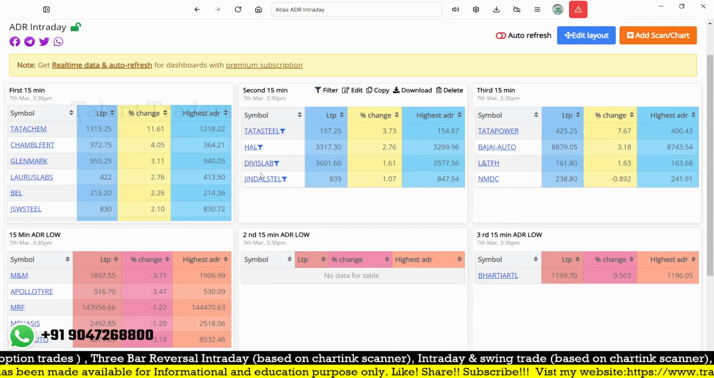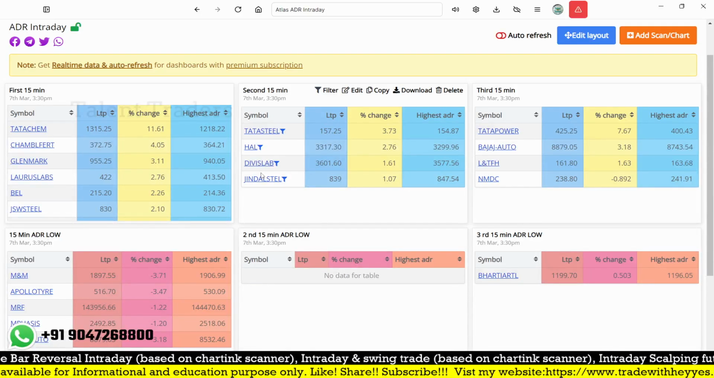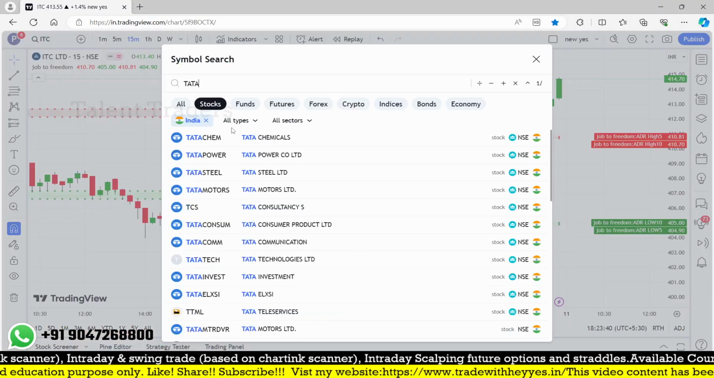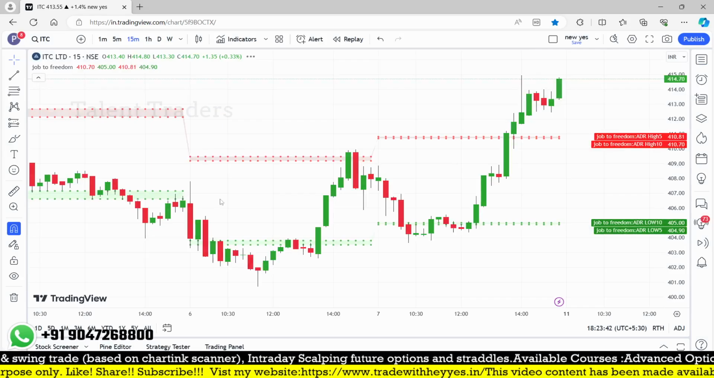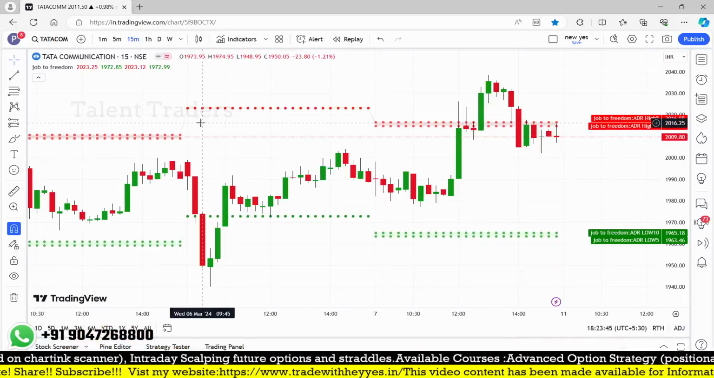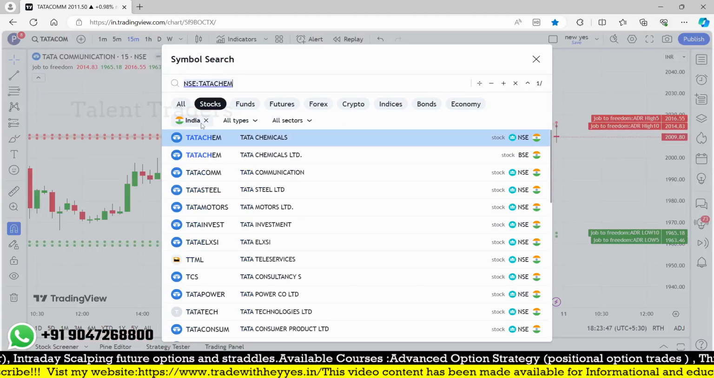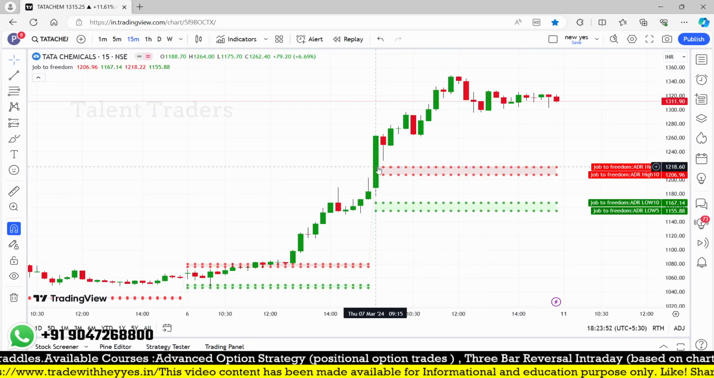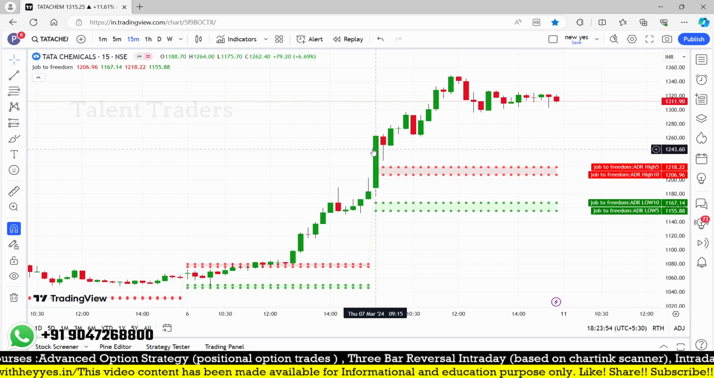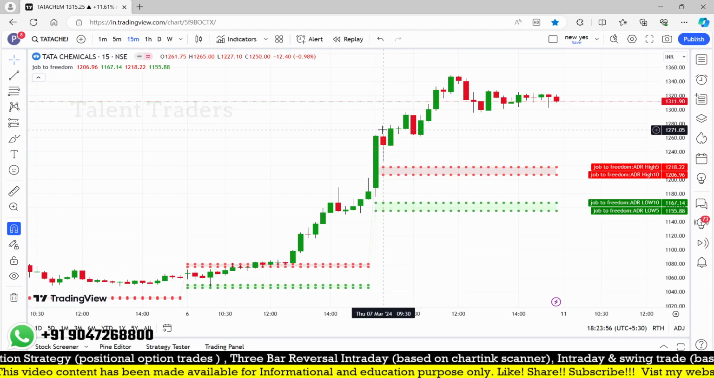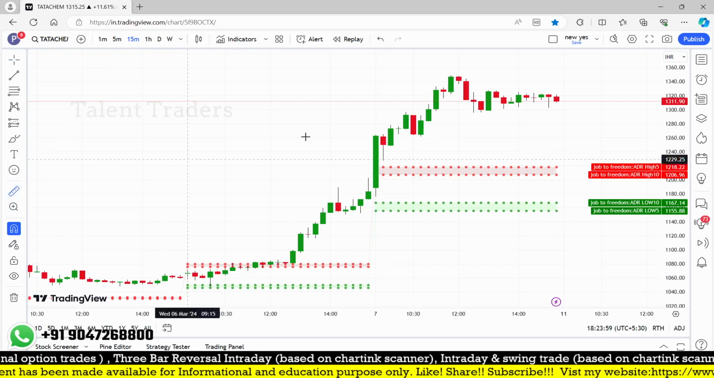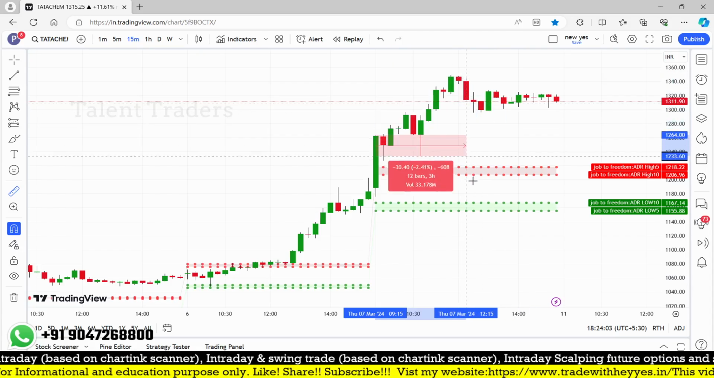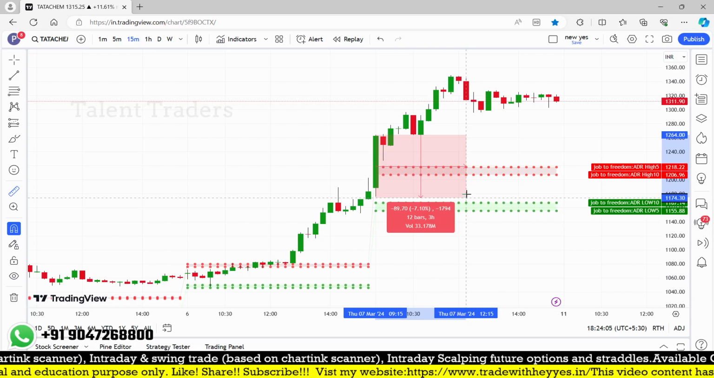You can look at Tata Chemical, Chambal Fertilizer and Glenmark as stocks in the first candle. Let me check Tata Chemical. Here you can see the percentage on the first 15-minute candle is near about 6%. If I take an opportunity at this top, it does not happen all the time. It went up to near about 6%, and I'm keeping my stop loss at the candle low or ADR low.